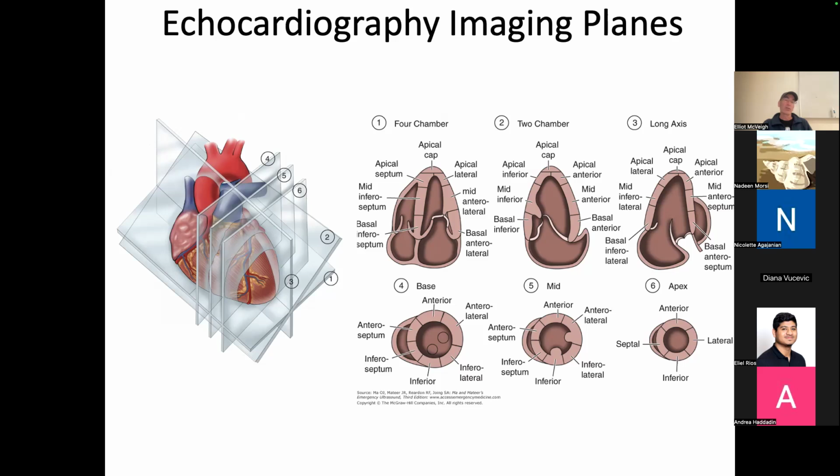Remember, we got a two-chamber view, which was essentially a cut this way. And we got a four-chamber view, which was essentially a cut this way. But now we get to see the entire thing and connect those functional patterns at the base, the mid, and the apex of the heart.